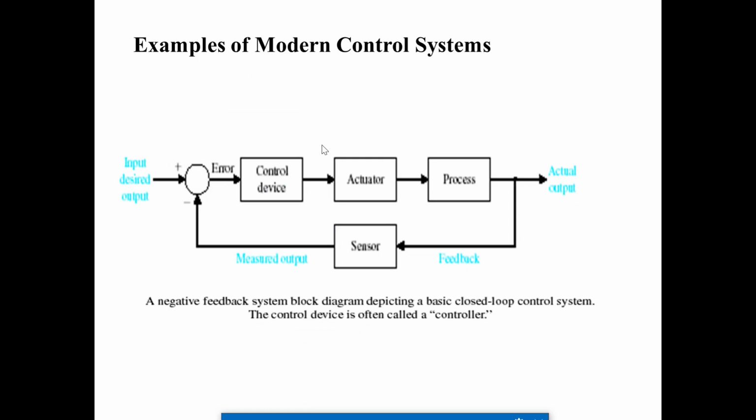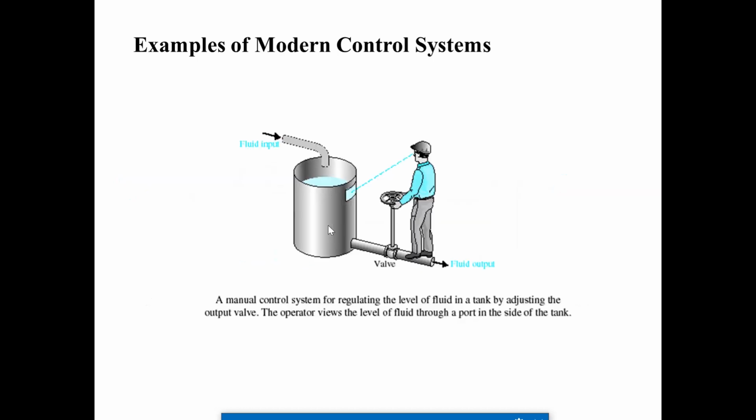The next one is a negative feedback system block diagram depicting a basic closed loop control system. The control device is often called a controller. This is also an example of a closed loop control system. Here we have an input desired value, we have a controlling device, we have an actuator, we have a process, and the output we are going to expect here. That output signal, through a feedback signal called a sensor, we are going to measure in a comparator. So this is also one of the closed loop control systems.